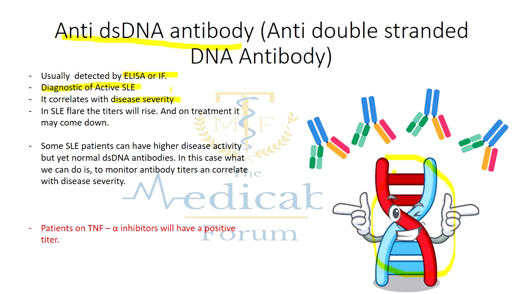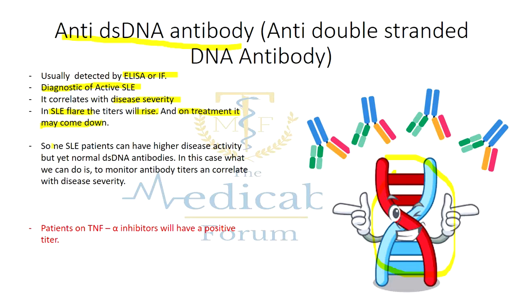Will ANA show the disease severity? No. You should not repeat ANA. Once the patient has a positive ANA, whether he has active disease or not, there's no point in repeating ANA because it does not correlate with disease severity. In an SLE flare, the titers will rise, and on treatment they may come down. So dsDNA definitely correlates with the disease severity.